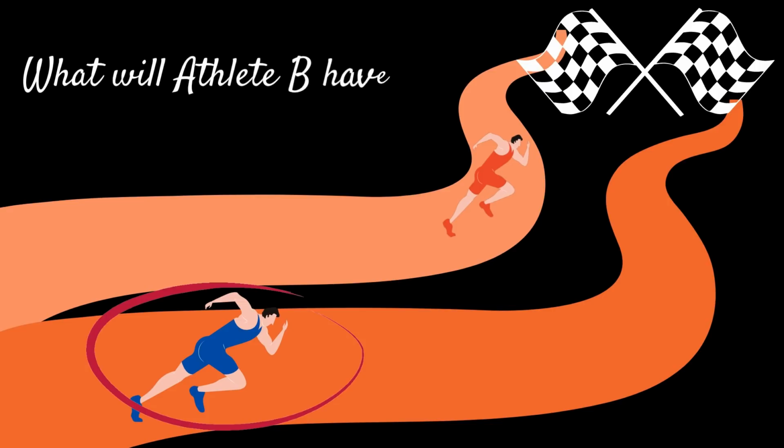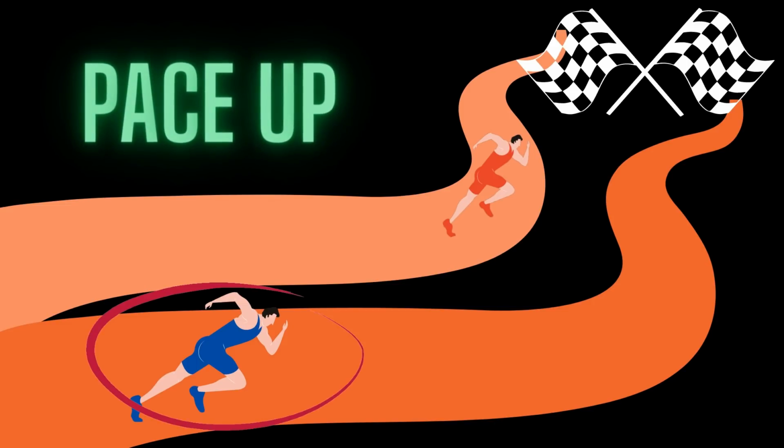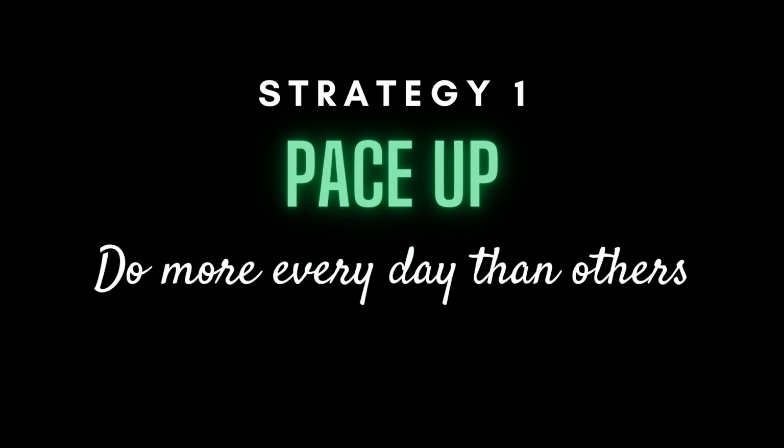If athlete B, in the situation that he is right now, wants to finish the race in the stipulated time, what will he have to do? I hope that you are able to answer this: he will have to pace up. And his situation is no different than yours. If you want to finish this race of the CAT exam in the stipulated time of 75 days, then you have to pace up as well. So that is the first strategy that's going to work for you. If you want to beat the other students out there, you have to complete more in a day as compared to what other students are doing who would have begun before you.